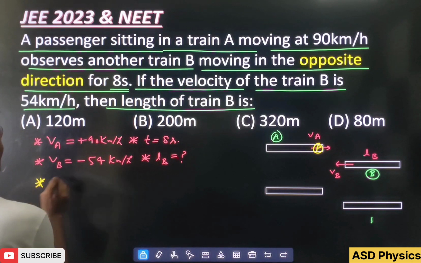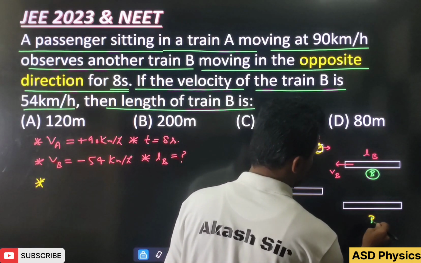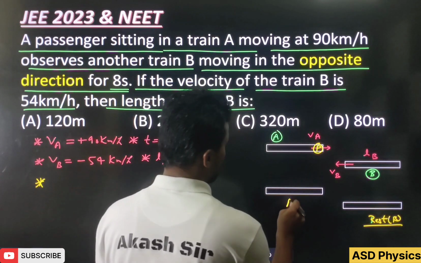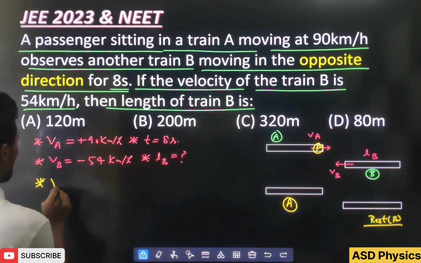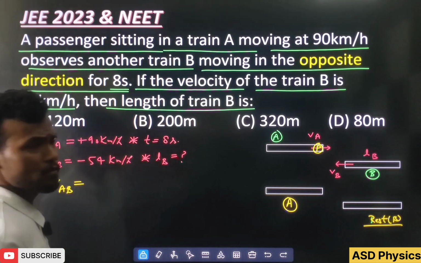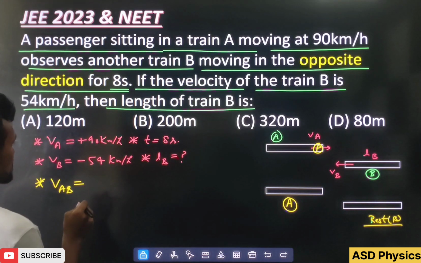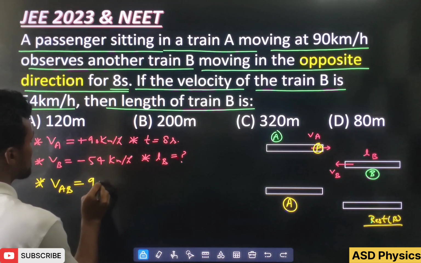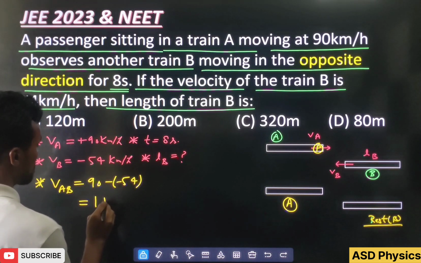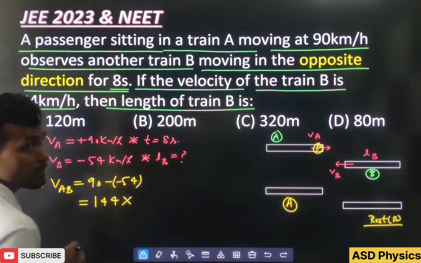So when I am stopping train B, that means train B is in a rest situation. Then the velocity of train A with respect to train B is VA minus VB, and both are in opposite directions, so it will add up. So we can write 90 minus minus 54. What is coming here, students? It will come 144 km per hour.